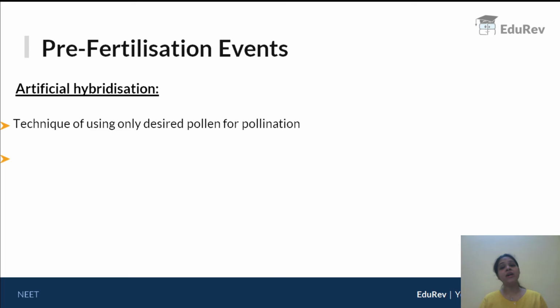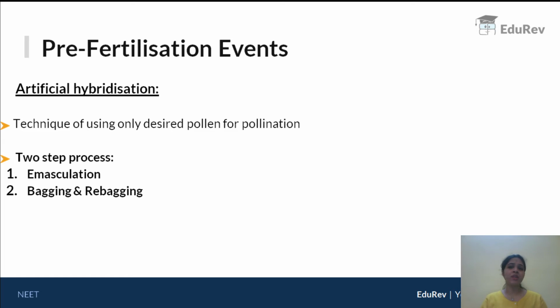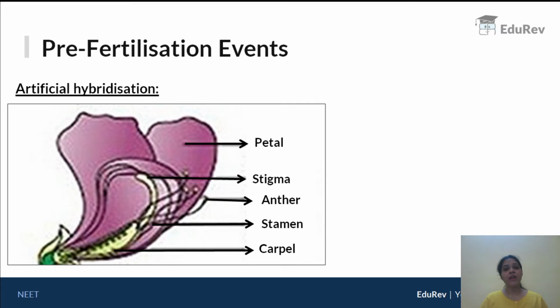Now, in order to conduct artificial hybridization, you have numerous steps, but the main steps include something called emasculation, which means removal of the masculine part, in other words the stamens or the anther, and the second is something called bagging and rebagging. So we will understand that as we move along. Now we have a small flower over here, a purple color variety of a flower, and very clearly in the figure you can see you have a petal, you've got a stigma, you've got the anther, stamen and carpel. So the moment you have the stigma and the anther together, you can easily understand that this is a bisexual flower. Now the problem in a crop breeding program is this.